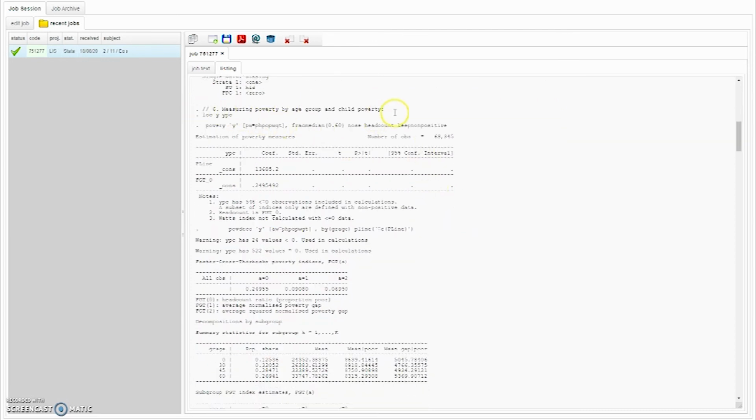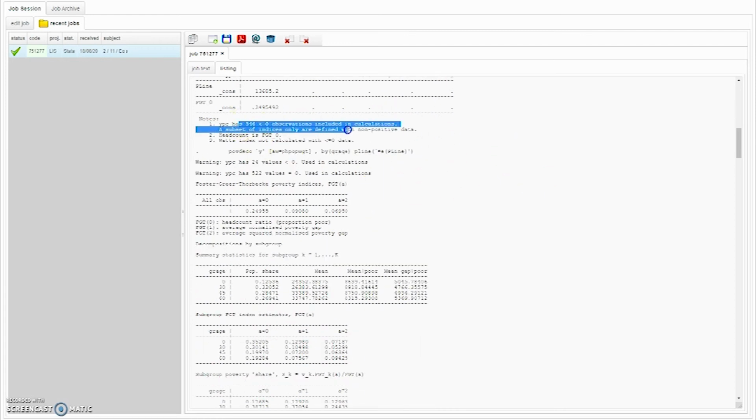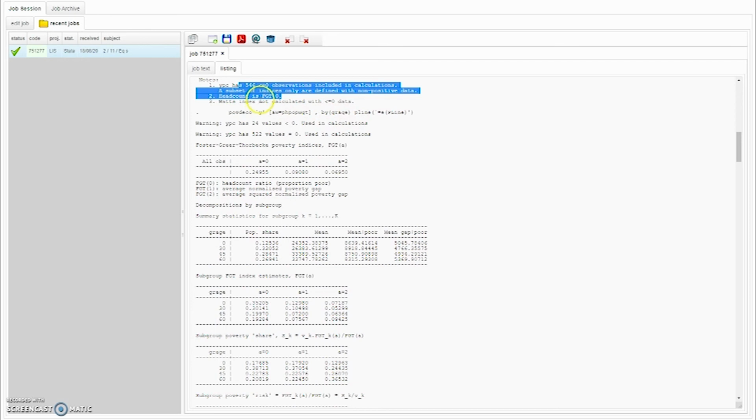So let's first look at the profile that we get if we focus on income per capita. So we divide total household income by the number of people in the households. We have a poverty line of $13,685, and that in the overall population would give us a poverty rate of just under 25%. Notice here we are keeping in the estimation observations that have an income equal or less than 0. This can be other discussions whether we need to do that or not. But here, let's keep them for all calculations.